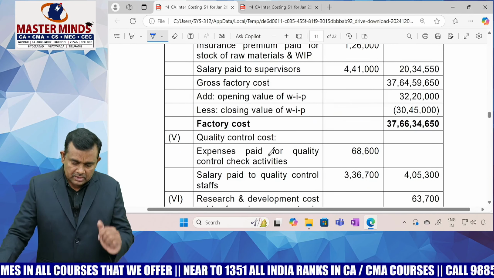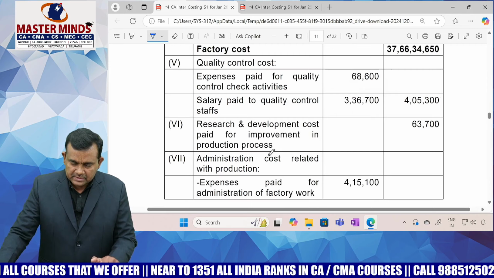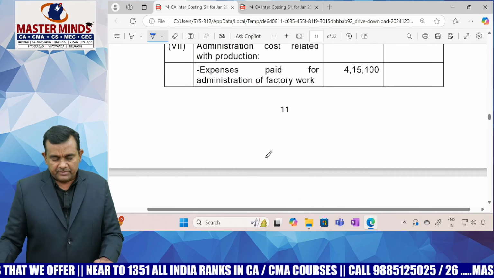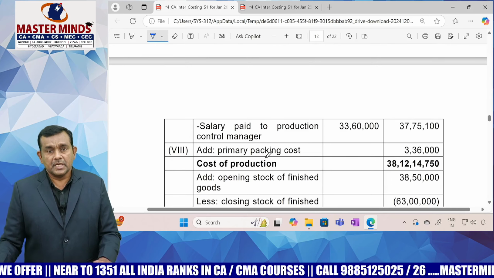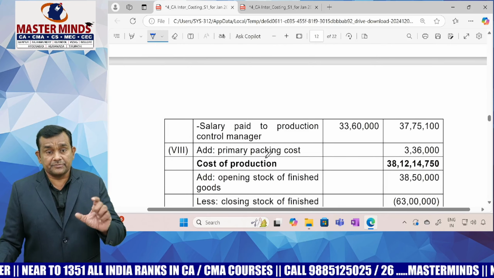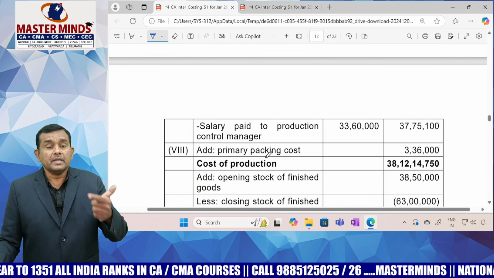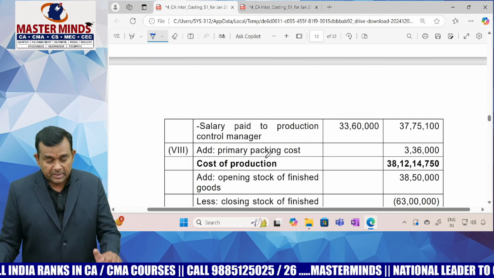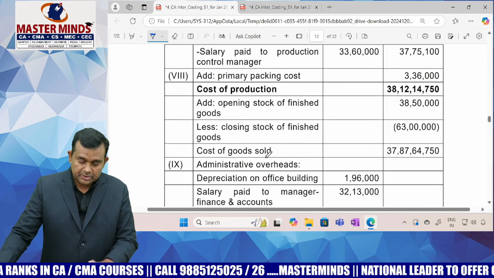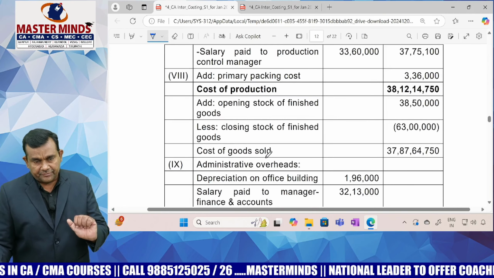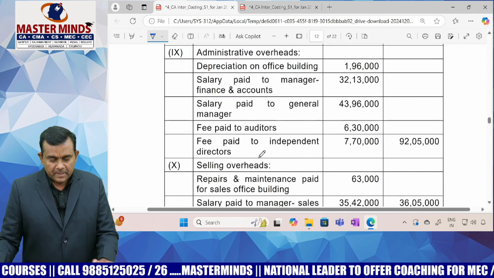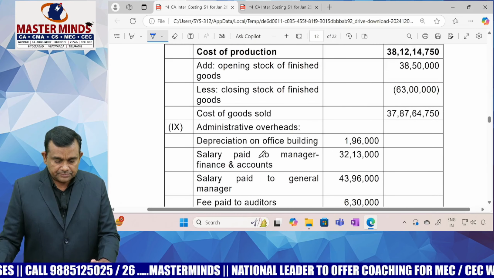Next, add quality control cost, sir. Next, research and development cost, sir. Next, admin cost related to production. Then we'll get the cost of production. Sir, before going to cost of production, first search: here, protective packing information is also there. Then add the primary packing cost, and then we'll get the cost of production. Next, adjust the inventory levels of finished goods: opening should be added, closing should be deducted. We'll get the cost of goods sold.